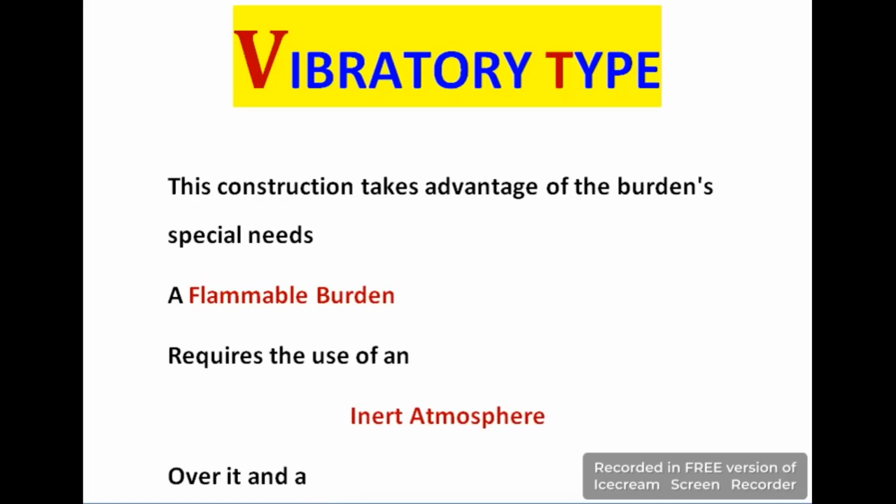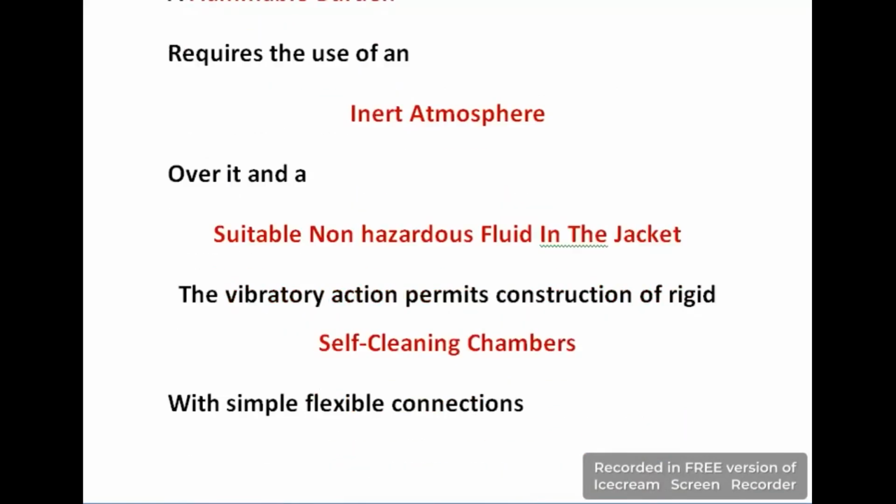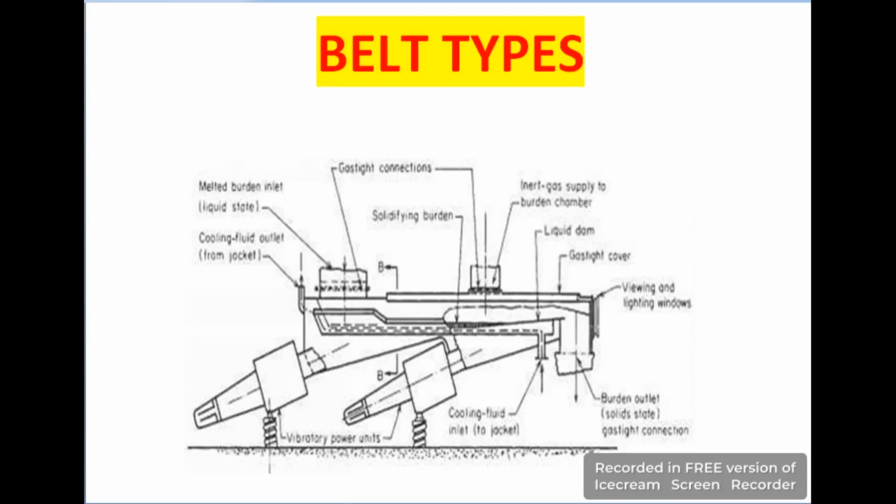The next type is vibratory type heat exchangers. These are a special type of heat exchangers which handle flammable burdens. Flammable burden means flammable materials. These heat exchangers require an inert atmosphere. They also use a non-hazardous fluid in the jacket for cooling, and due to their vibration ability, auto cleaning takes place.